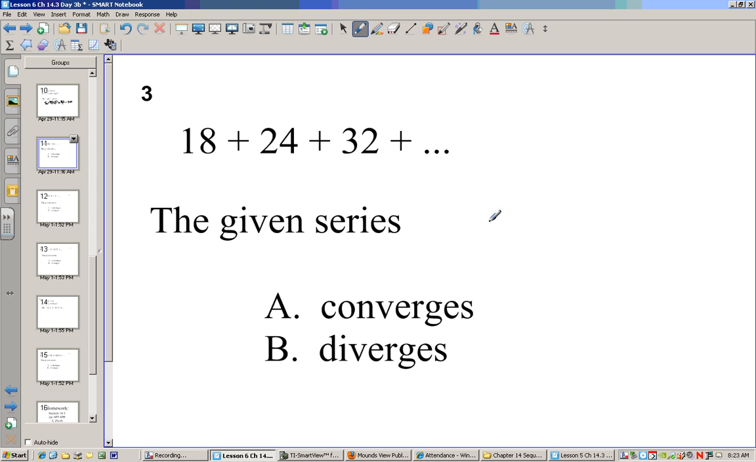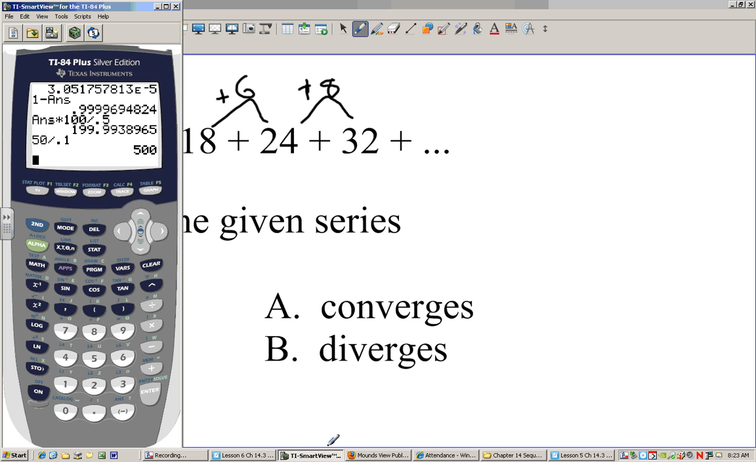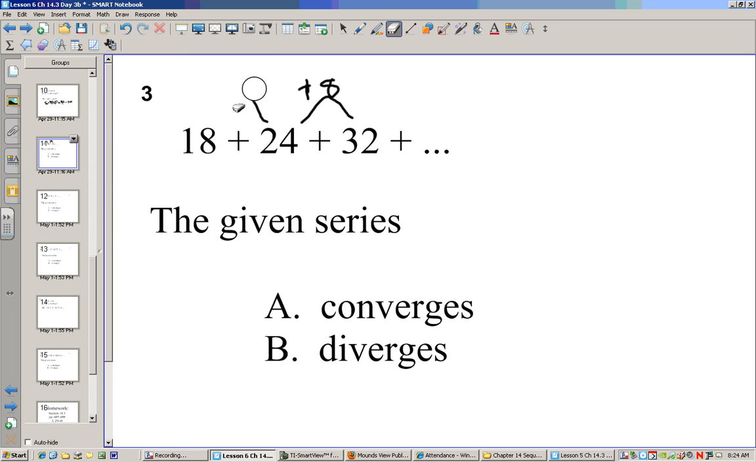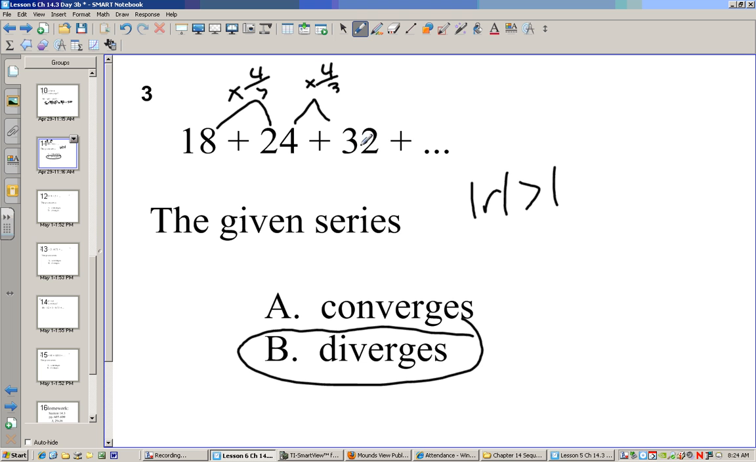Now, if we look at this series, is it going to converge or diverge? This goes up by 6, goes up by 8. So this isn't an arithmetic. If I divide these out, it's 24 divided by 18. Now if I multiply that by 24, do I get 32? All right, so we have a geometric series here, multiplying by 4/3. Now, is it going to converge or diverge? Well, absolute value of r is greater than 1, so it's going to diverge. And if you think about it, the number that we keep adding on the end can be a bigger and bigger number, which means that it won't get closer and closer to one particular value.